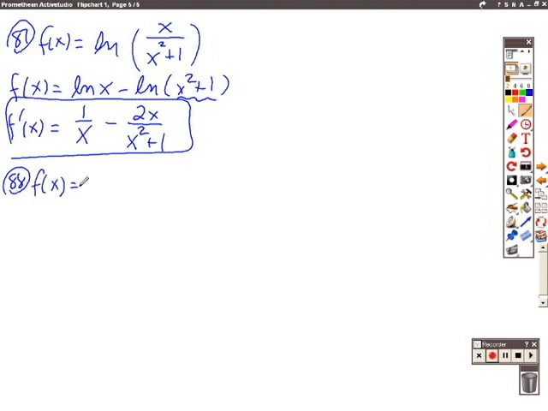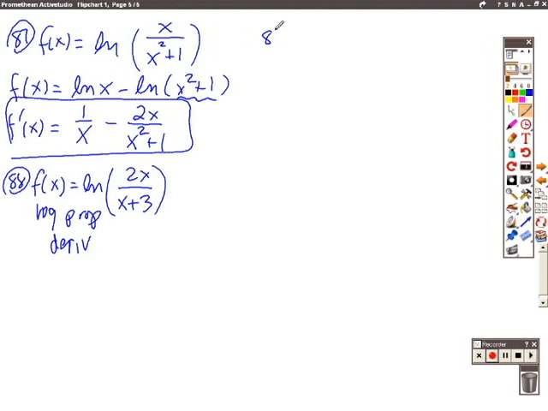All right, in number 88, same kind of problem, f of x is equal to ln of 2x over x plus 3. I'm not going to work this problem out, but it would be done exactly like the last problem. I would use log properties, and then from there I would find my derivative.